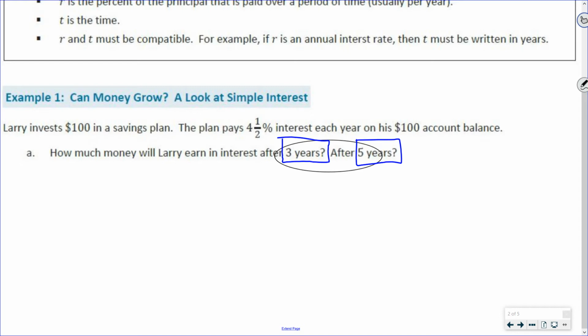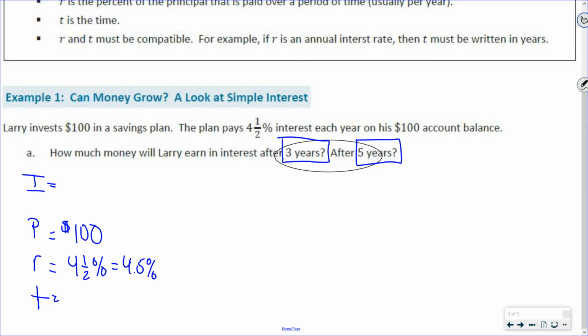But the first thing you should always do in every problem that's dealing with interest, go ahead and label the variables. I, P, R, T. What do these equal? What are these going to be represented as in the problem? So Larry invests $100 in a savings plan. So that means Larry's starting off with $100. That $100 is the principal. Okay? The plan pays 4.5% interest each year. That 4.5% is going to be our rate. Okay? 4.5% is the same as 0.045.